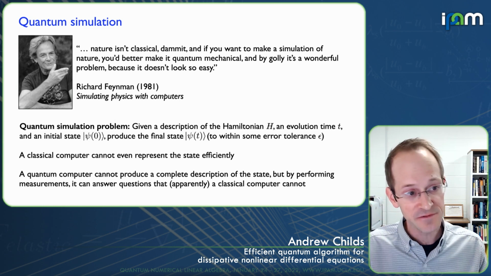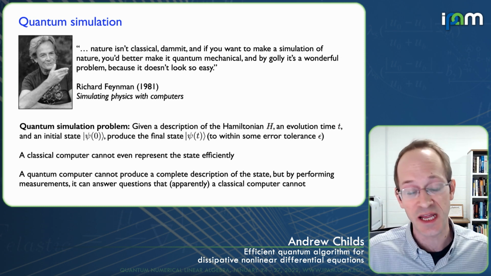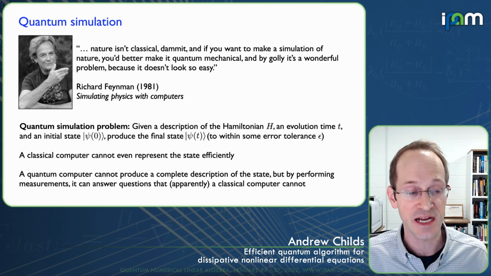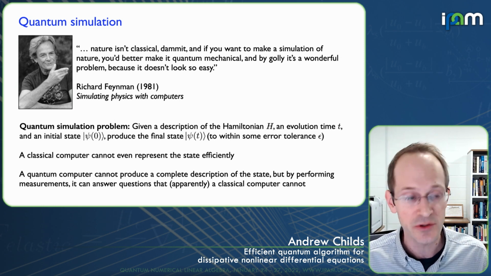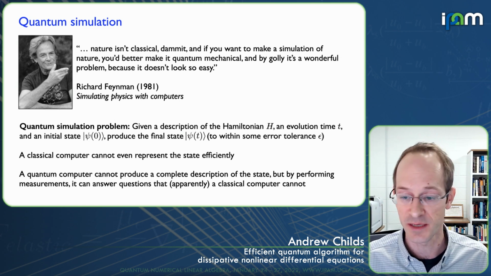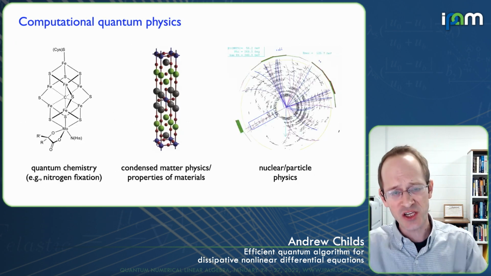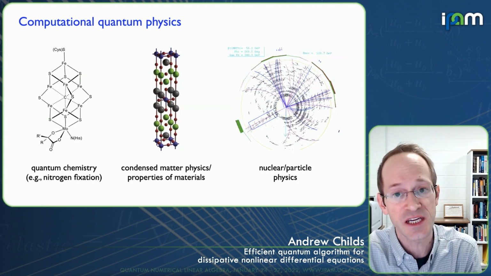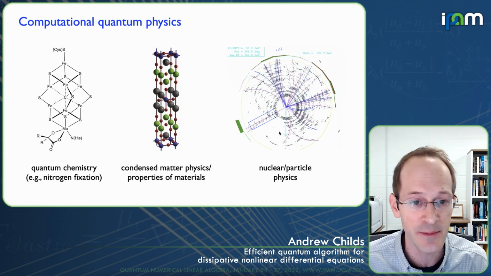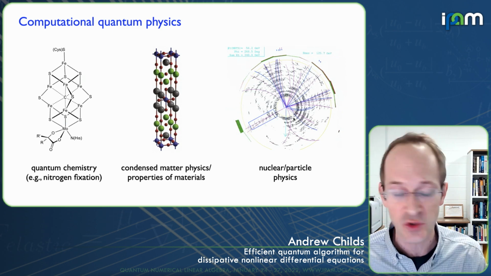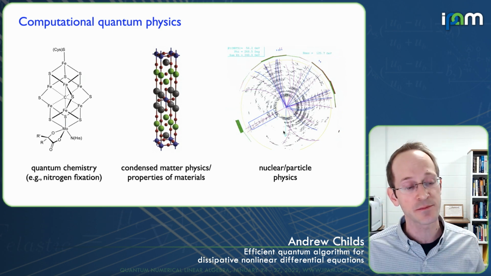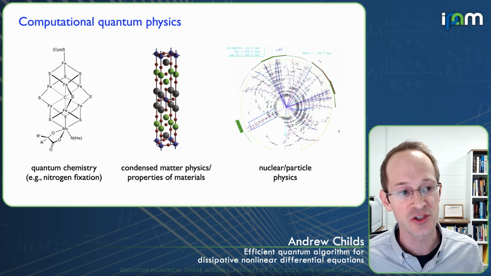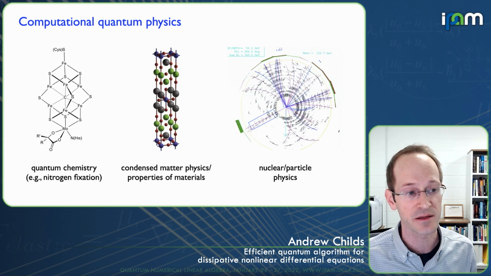And this idea, this ability to simulate Hamiltonian dynamics efficiently, is really at the core of many of these algorithms for quantum linear algebra, including the ones that I'm going to talk about in a bit. Okay, so the obvious way to use quantum simulation is to do computational quantum physics, right? To simulate chemistry or condensed matter systems or particle physics, basically any kind of system where quantum mechanics plays a significant role. You might expect that you could get an advantage from simulating it quantum mechanically.